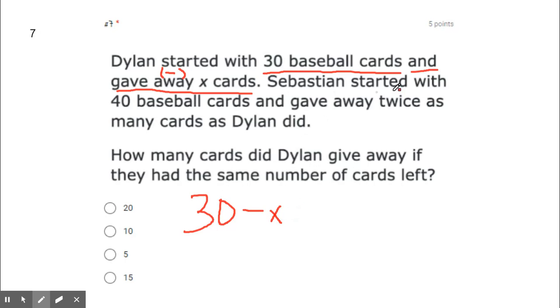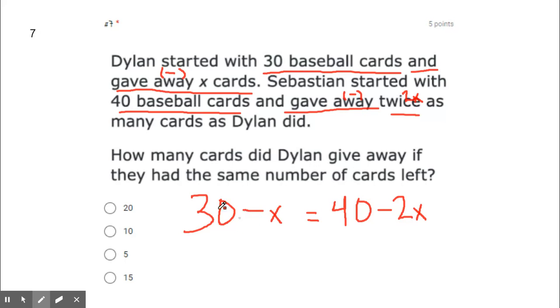Then we've got Sebastian started with 40 baseball cards and gave away, again, we're subtracting, twice as many. That would make that a 2x if he gave away twice as much as Dylan did. In the end, they're going to have the same number of cards. So Sebastian is equal in the end. So he had 40, and we're taking away double. So 2x, 2 times as many as Dylan did.